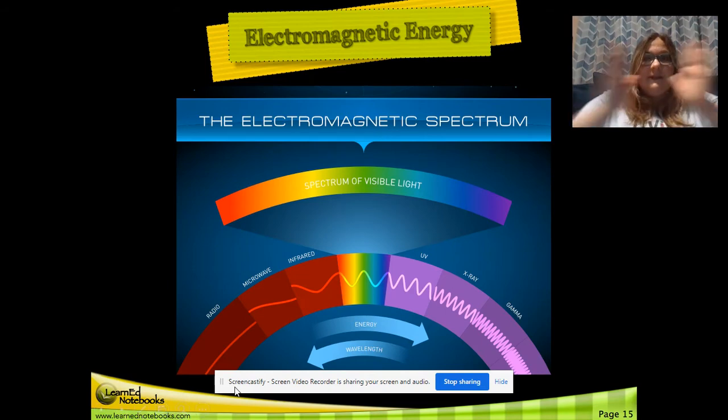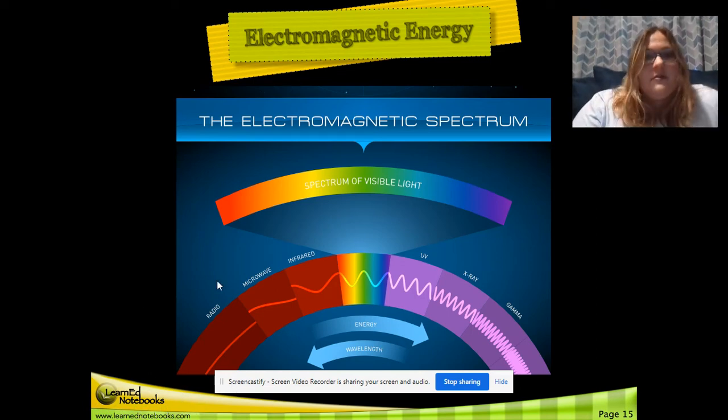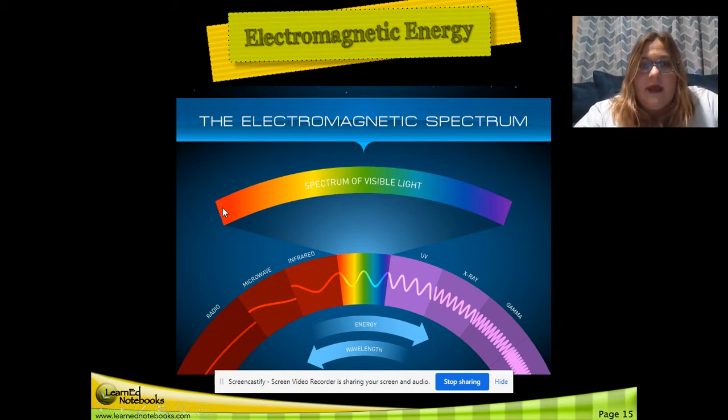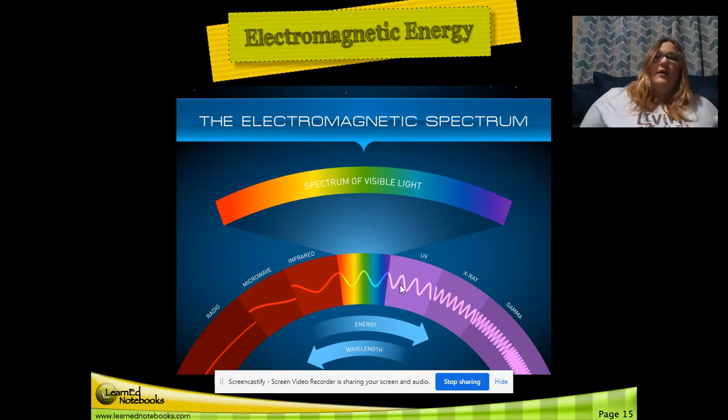Electromagnetic spectrum, visible light. Notice that visible light is a small part of the whole spectrum, but they do pop it out to show you the colors red, orange, yellow, green, blue, indigo, and violet. Red is closest to the infrared, and violet is closest to the ultraviolet. Just one way to help you remember.